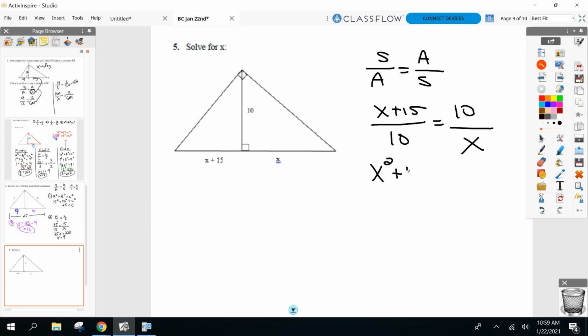All right, let's do it. x squared plus 15x equals 10 times 10, 100. It's not going anywhere. Yes, you have to factor here. Don't even try to take square roots. Oh, boy. Move the 100 over, please.